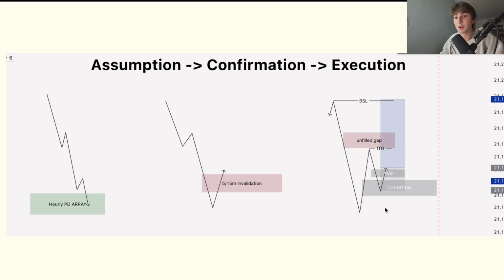And after hitting an hourly PD array, we finally opened up a bullish 5 or 15 minute fair value gap. And so we call it a condition because what this tells us is that if price respects this condition and we get an inverse to the upside, we've now gotten that confirmation and it's time for execution. We can take the trade and target any buy side above. But if price inverses this 5 minute condition, then we can assume price will want to continue going lower beyond this hourly PD array. All right, so now let's get into a little bit more specifics.